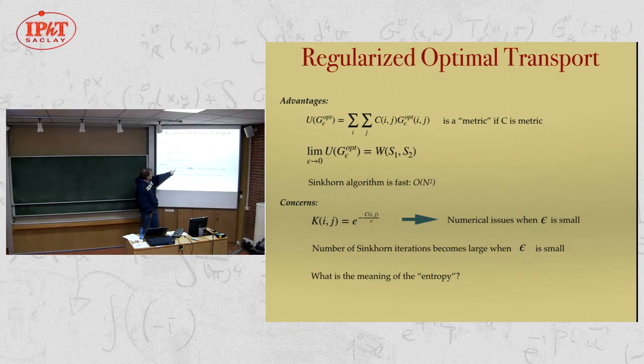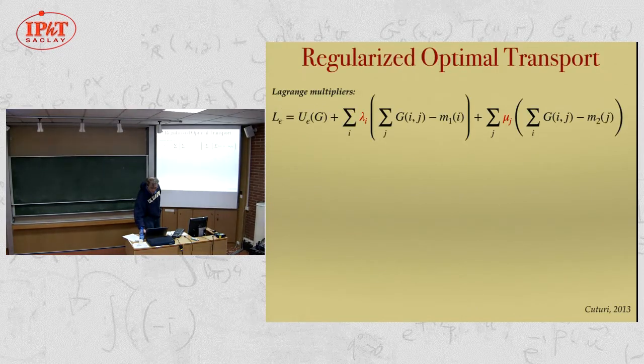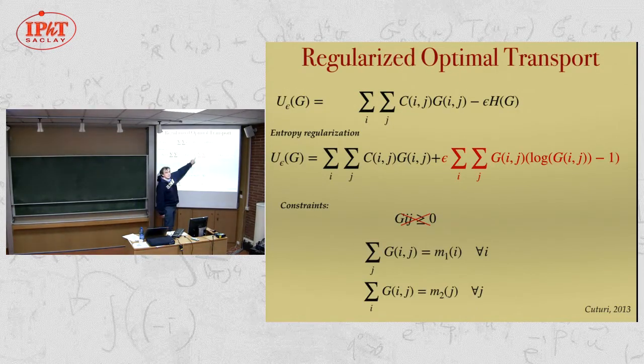However, epsilon is here the denominator. Your exponential with that epsilon is going to have some numerical issues at some point. And the number of Sinkhorn iterations becomes very large as epsilon becomes very small. Epsilon is the temperature. It's the amount of regularization you bring in your system.